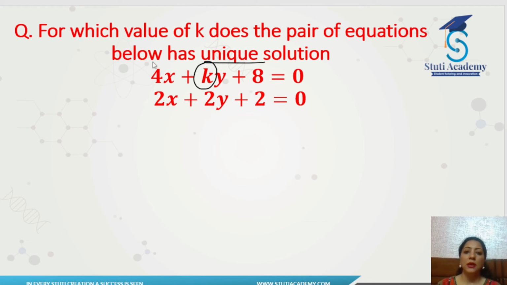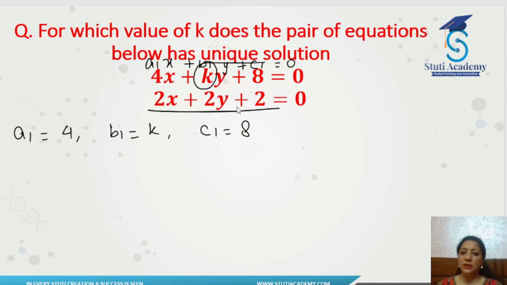So for unique solution, we'll first compare this with a1x plus b1y plus c1 equal to 0. So we can see here a1 is 4, b1 is k, that's unknown, c1 is 8. Now if we compare this one with a2x plus b2y plus c2, we'll get here a2 as 2, b2 as 2 and c2 again as 2.